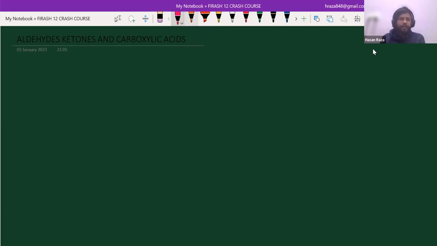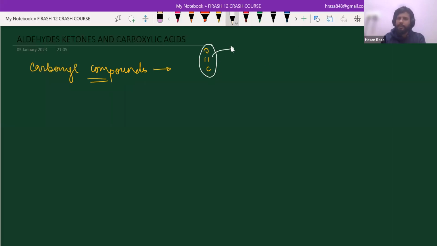So we are going to start aldehydes, ketones, and carboxylic acids, right? This chapter is also known as carbonyl compounds. So what are carbonyl compounds? Any functional group which has a C double bond O in it represents a carbonyl compound. Is that clear?